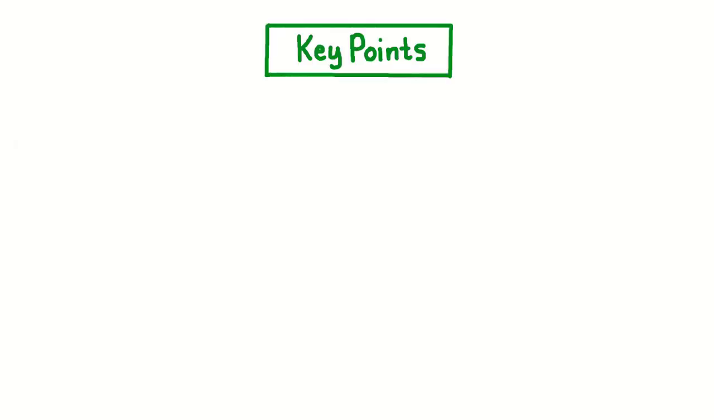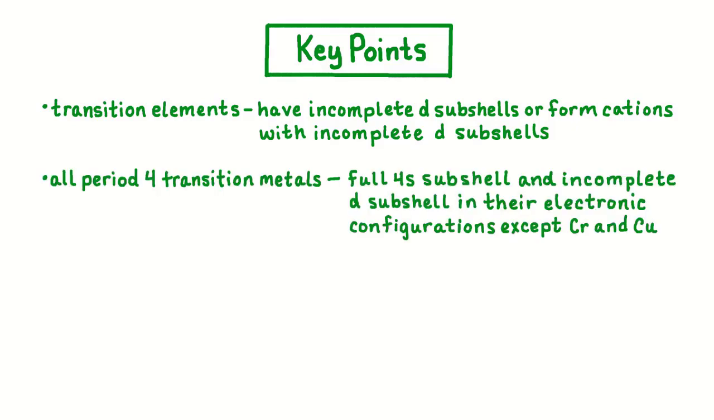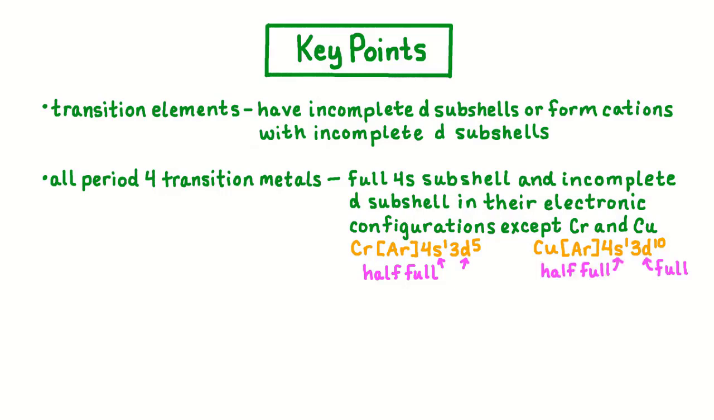Now let's summarize what we've learned. Transition elements are elements which have incomplete d subshells or form cations with incomplete d subshells. All period 4 transition metals have electron configurations with full 4s subshells and incomplete 3d subshells except for chromium and copper. In chromium, the 4s and 3d subshells are each half full, and in copper, the 4s subshell is half full and the 3d subshell is completely full.